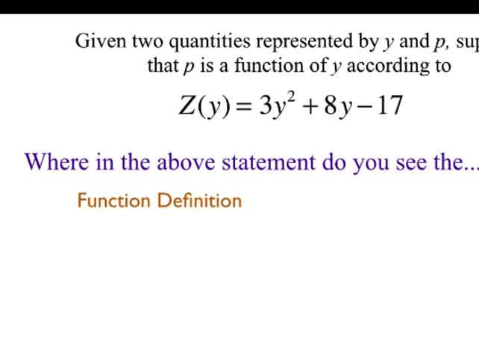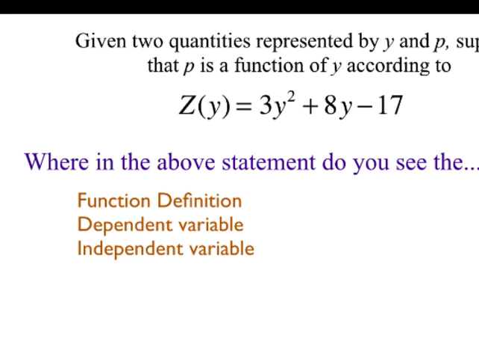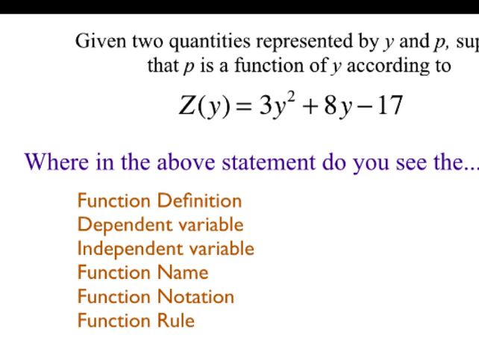So where in this above statement do you see a function definition, dependent variable, independent variable, function name, and function notation? Go, talk. What did you guys say the function definition was? You said it was the 3y squared plus 8y or something. Okay, so, oh, there was another one, function rule.